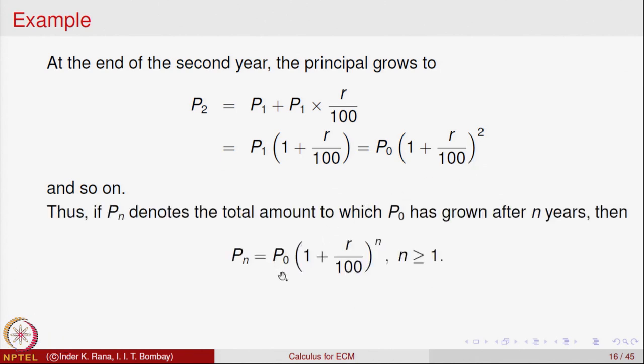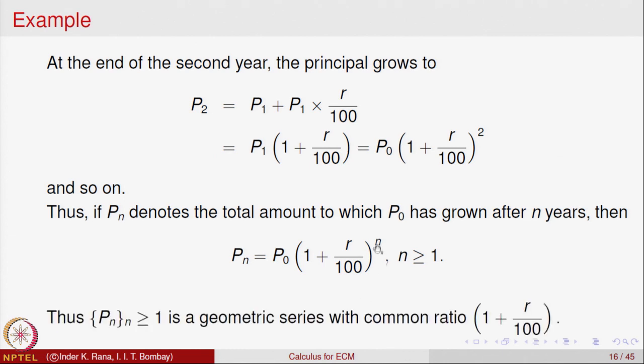So, after n years at the rate of R% interest, the principal would have grown to this much. Again this generates a sequence, an ordered collection of numbers, which in fact is a geometric sequence with common ratio 1 plus R over 100. So, if there is simple interest, the amount P n is an arithmetic progression. If it is compound interest, it is a geometric progression.